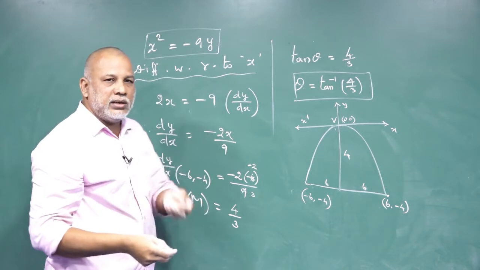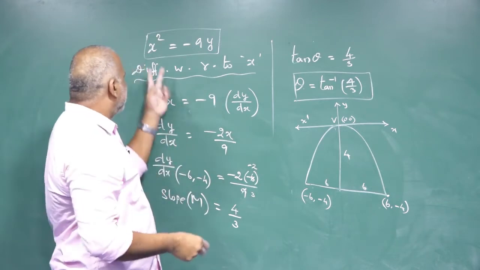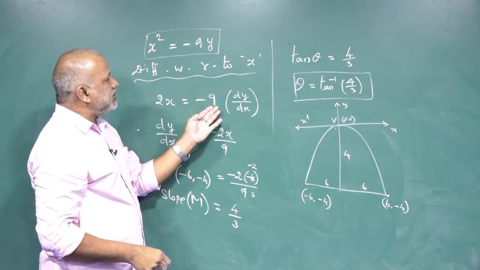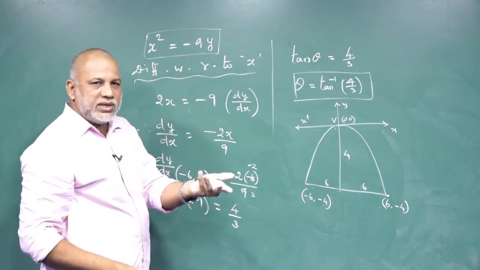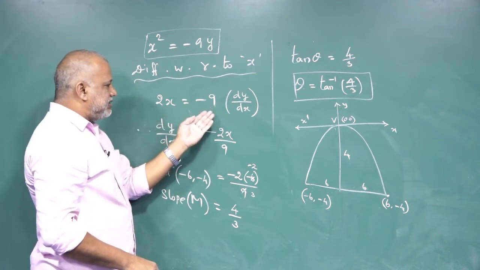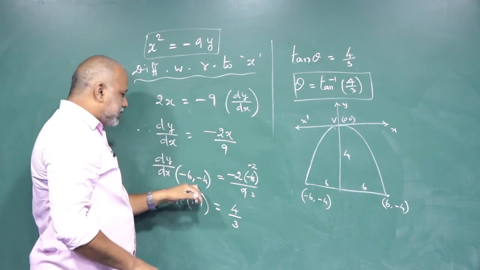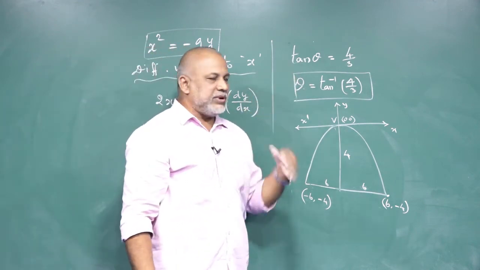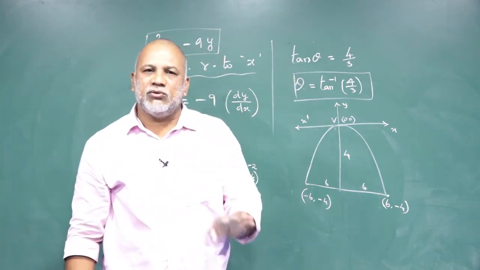Then this is the equation. Differentiation you already studied in your 11th standard. So x squared differentiation is 2x; minus 9 is the coefficient, keep it as it is. Differentiation of y is dy by dx. We need dy by dx. So divide by this number: minus 2x by 9. Substitute the data, then we can get the slope. Slope is nothing but tan theta, from which theta equal to tan inverse 4 by 3.